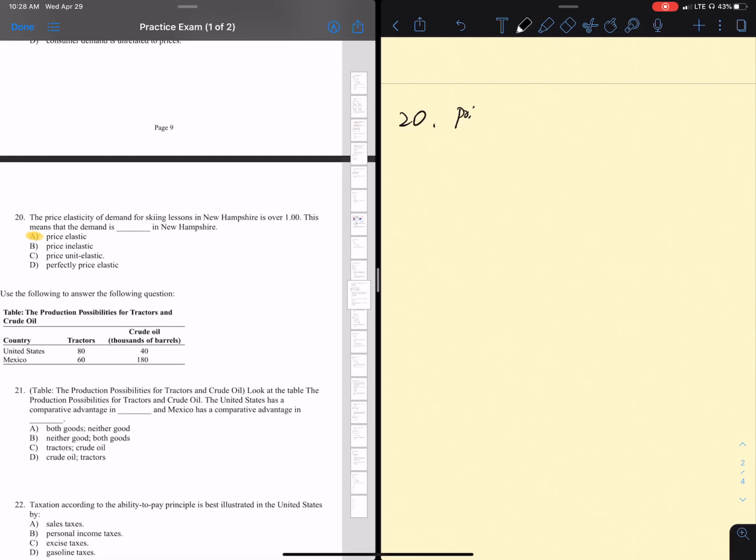Okay, so next one is number 20. Number 20 is just a question asking about the definitions for the price elasticity. Okay, so this is about the price elasticity. Before we jump into the question, I just want to show you some graph.